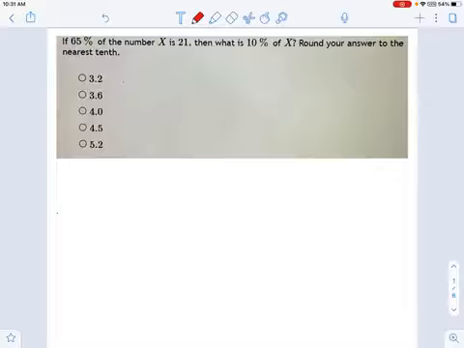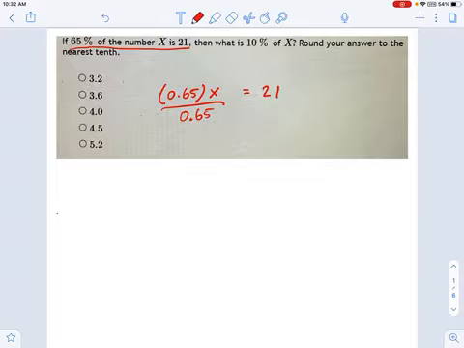65% of the number x is 21. Okay, that's the first thing I want to look at. What that means is 0.65 times the number x equals 21. So we can solve this the way we would balance any sort of equation. We divide each side by 0.65.